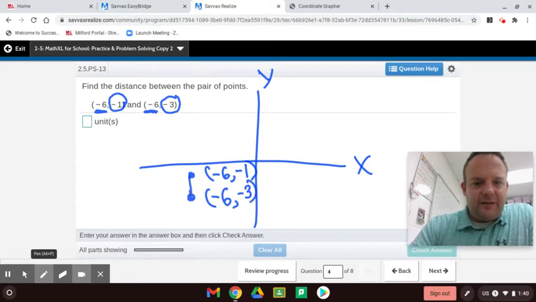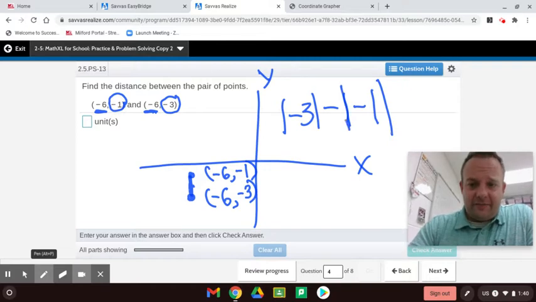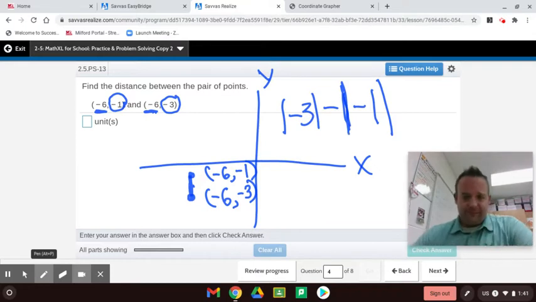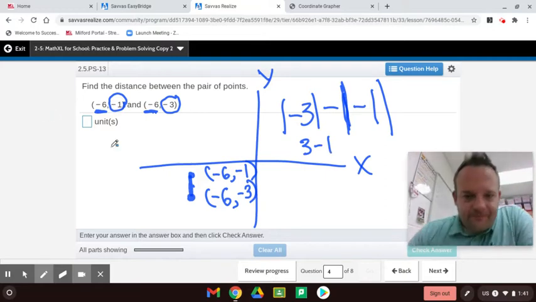Okay, so from here to here, we're going to subtract the absolute values. So we're going to take the absolute value of negative 3. We're going to subtract the absolute value of negative 1. And sometimes you'll have to show this work. Oh, for completion's sake, I should do 3 minus 1 here, because absolute value is always positive.